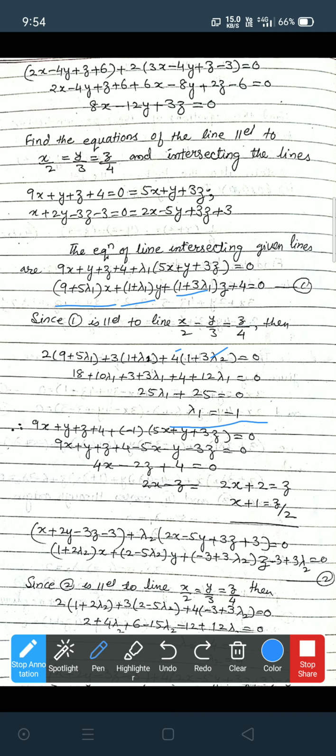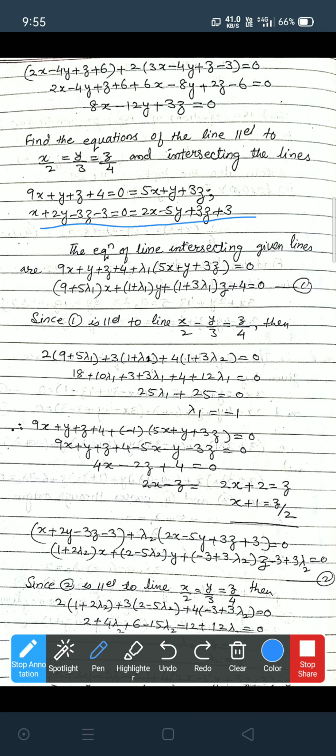Similarly, put the value of lambda 1 in 1. We get 4x minus 2z plus 4 is equals to 0. That is 2x plus 2 is equals to z and we get x plus 1 is equals to z by 2.